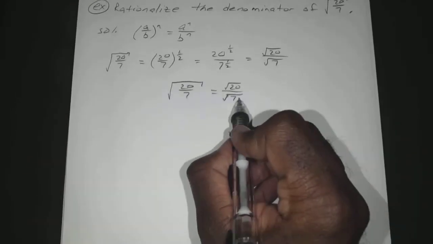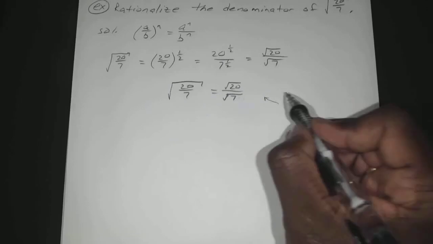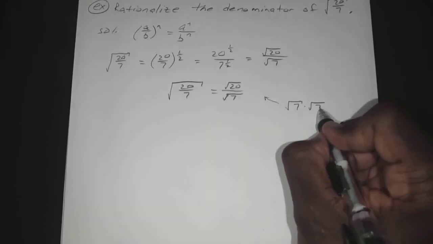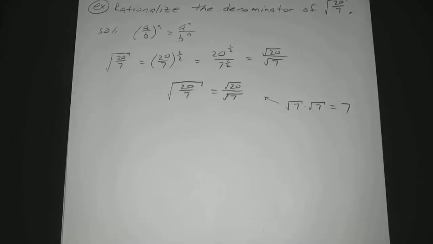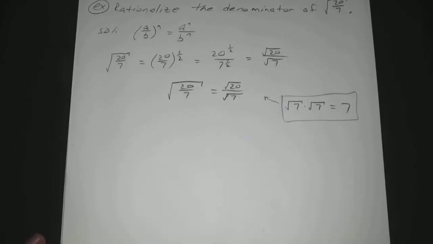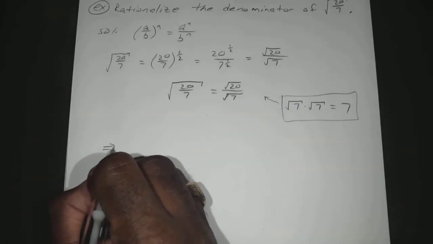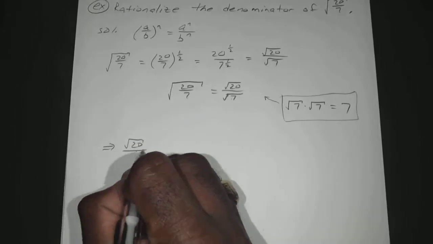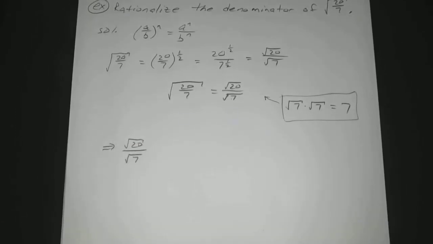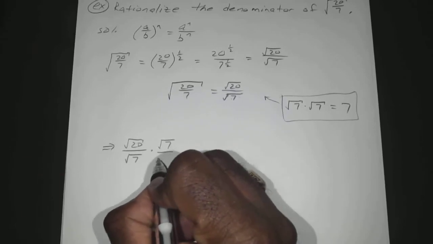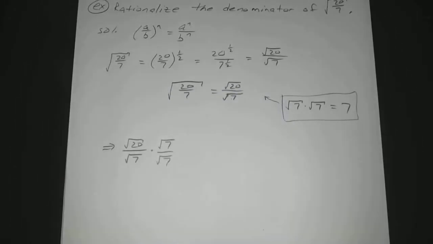Okay, so we're going to rationalize the denominator here by remembering that square root of 7 times square root of 7 is equal to 7. That means if we start off with our square root of 20 over square root of 7, we can just multiply it by square root of 7 over square root of 7.